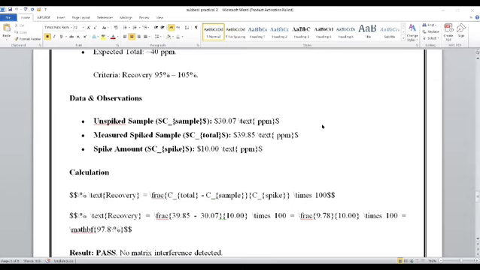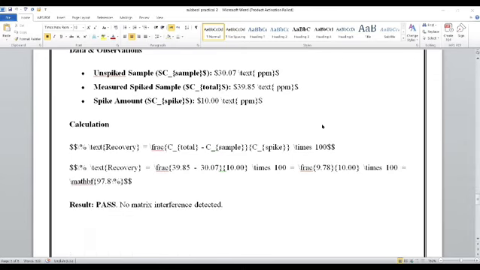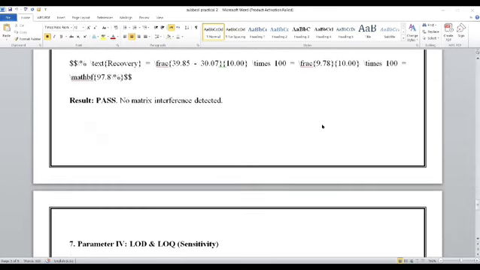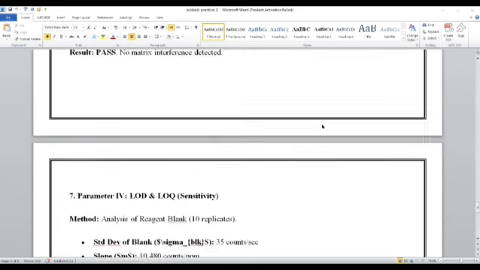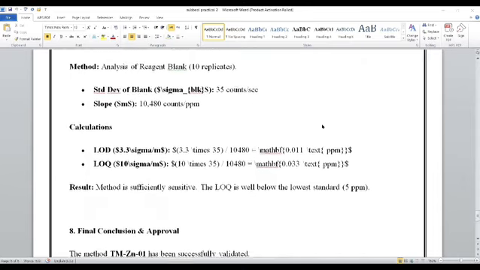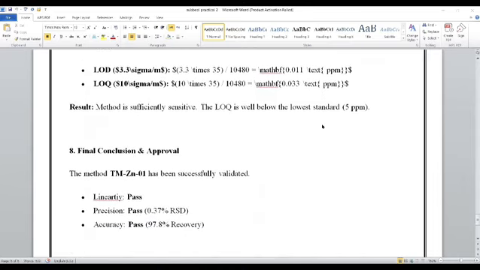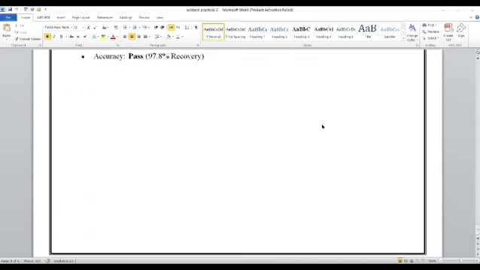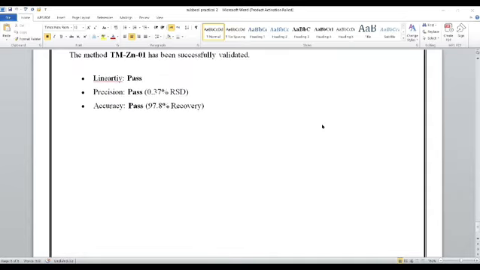Closing. In conclusion, this validation ensures reliable zinc control in plating baths, leading to improved coating quality, reduced process variation, and strong compliance with industrial and audit requirements.